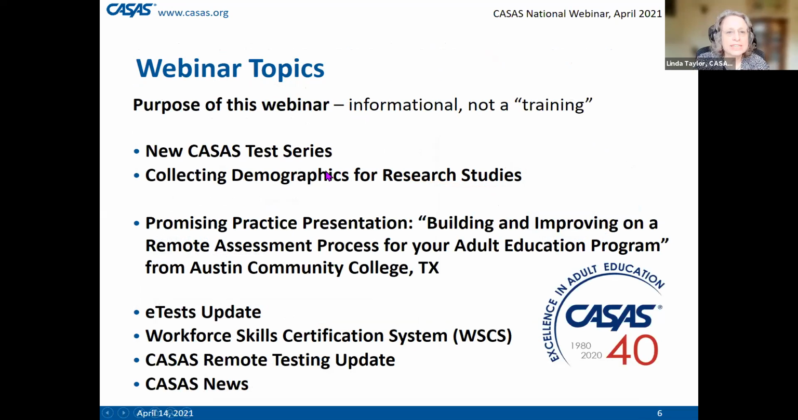So let's look a little more closely at the webinar topics for today. Just to be clear, this is an informational session and not a training per se. For those of you who've been here before, you might have heard this, but we're going to give you a little refresher about our CASAS test series and their status. We're going to show you about collecting demographics for research studies, if you can help us with that. Then we'll have the promising practice presentation from Austin Community College, which is on building and improving remote assessment process for your adult education program. We'll have an update about eTests. We're going to share about our workforce skills certification system, which if you're not familiar with it, we think may be something you'll be very interested in, and we want to give you an idea of how it could be used in your program. We're going to give our remote testing update and also share some other CASAS news.